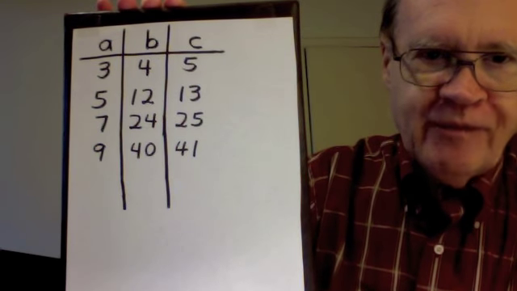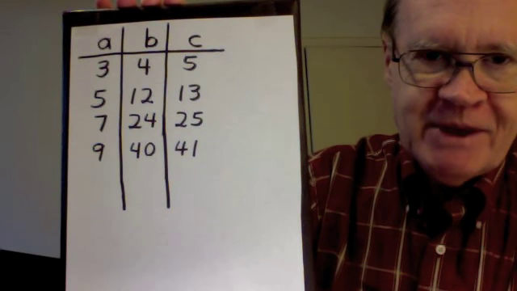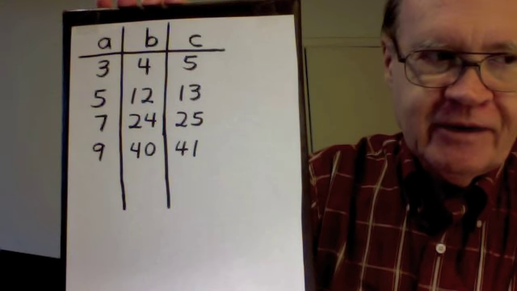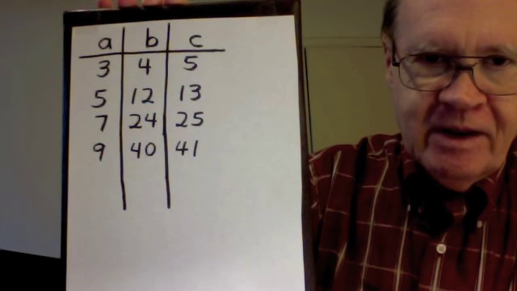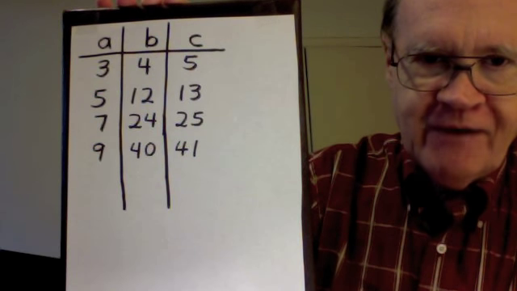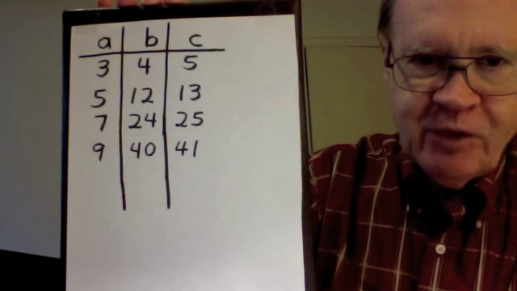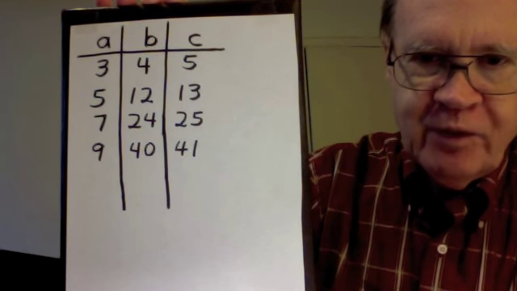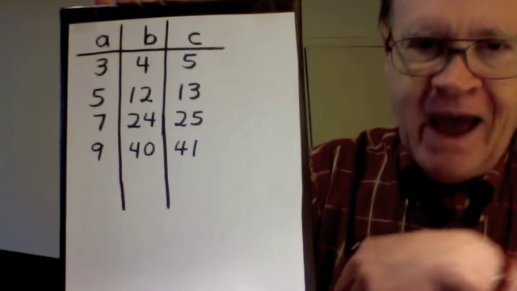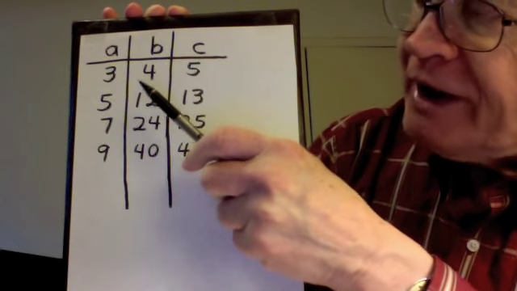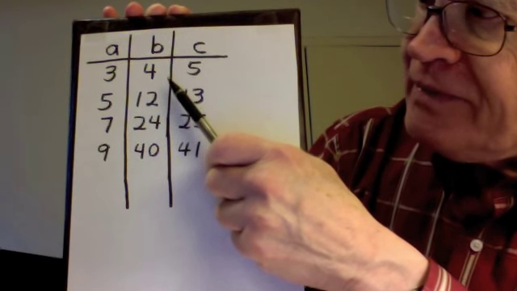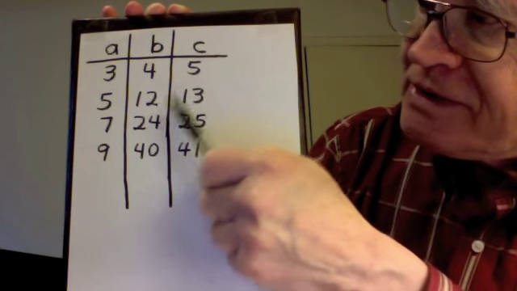So here are our 4 entries thus far in our ABC table, gotten from our x squared and differences table: 3, 4, 5; 5, 12, 13; 7, 24, 25; and 9, 40, 41. Now we look for a pattern. Specifically, is there something we can do to each A to get the B and C that go with it?